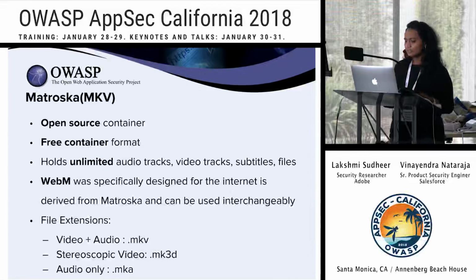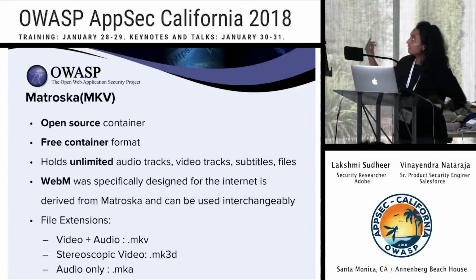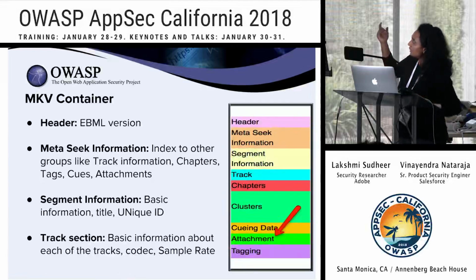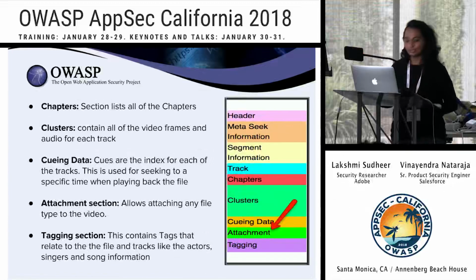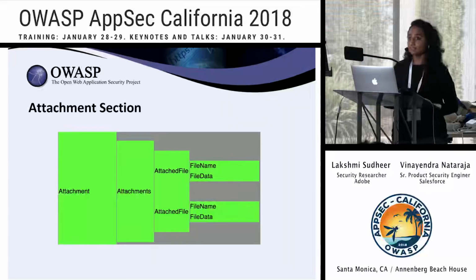So we looked into its file structure. The header contains the EBML version, which is MKV, and then the MetaSeek information, which indexes to the rest of the complete structure of MKV. Then there are clusters where you have the actual video and audio frames. And the main thing that we had been pointing at, the obvious thing, was the attachment section. The attachment section allowed any file type. It did not have restrictions on that. All we had to do was specify the file type and give the file data. And this was exactly what we were looking for.